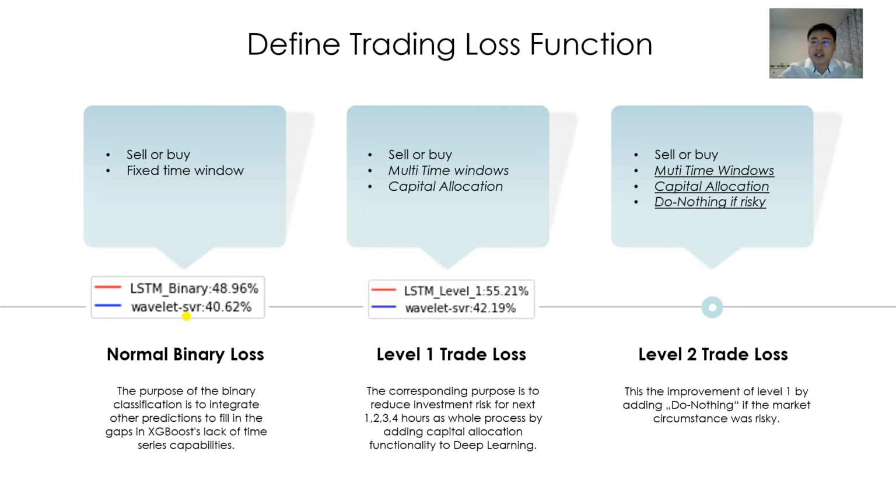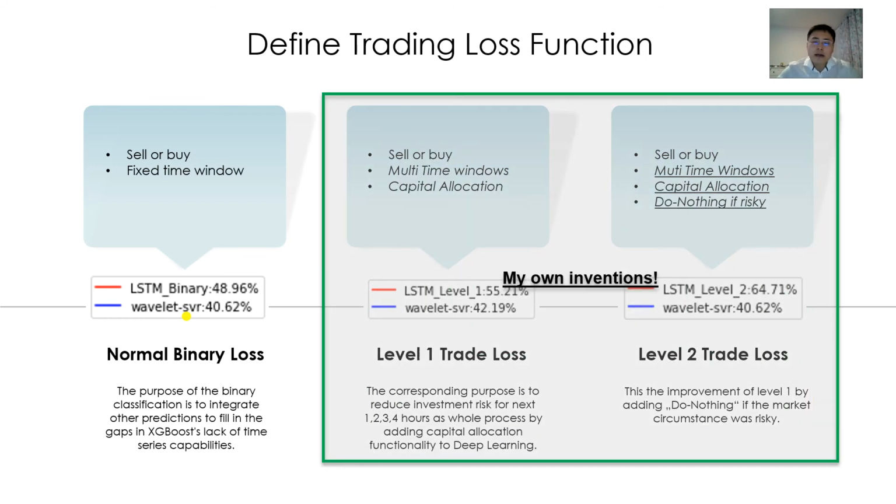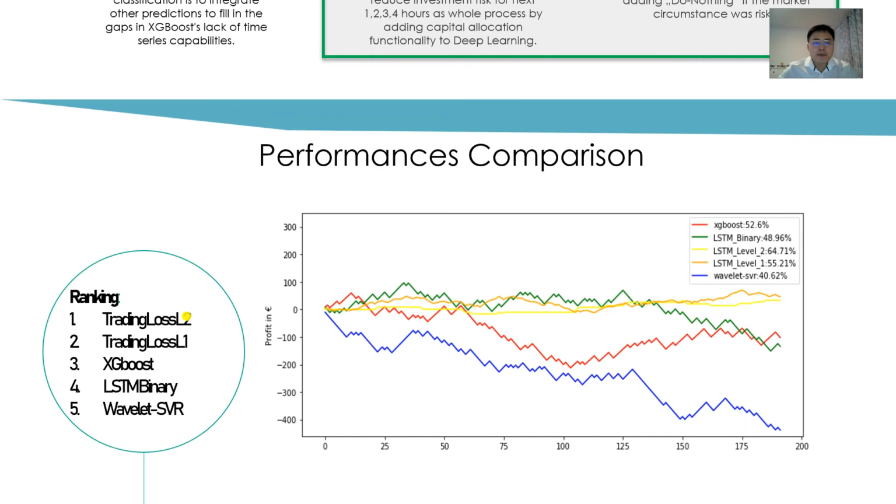Then I changed to level 1, which gives me 55%, which is also acceptable for trading purposes, but it's just fine. The level 2 gives me 64% accuracy. This one is very good, which means I can definitely use this for trading purposes. The level 1 and level 2 are my own inventions.